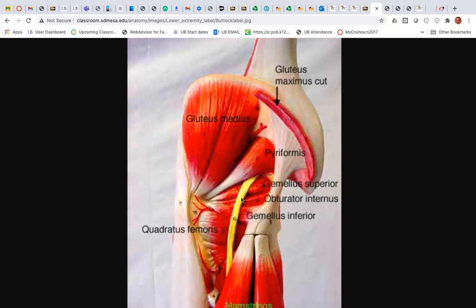The yellow structure right here is called the sciatic nerve. It's a landmark nerve. It's the largest nerve in the body. And the reason why it's important is because the muscle just above it is the piriformis muscle. Okay, piriformis. It's spelled P-I-R-I-F-O-R-M-I-S, piriformis. I don't know why there's a Y there, but it originates on the anterior sacrum and attaches to the greater trochanter.